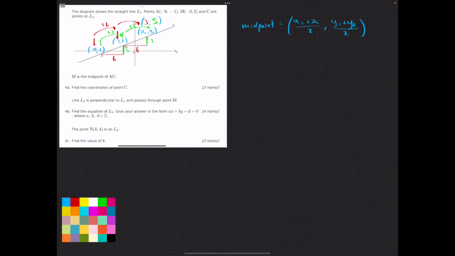C is equal to (3, 5). Yeah, I can keep it green.